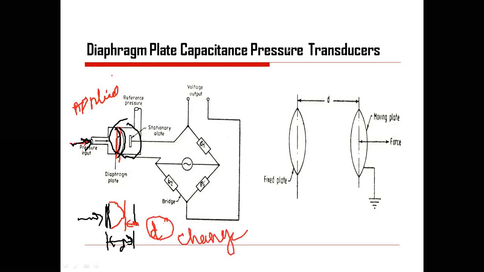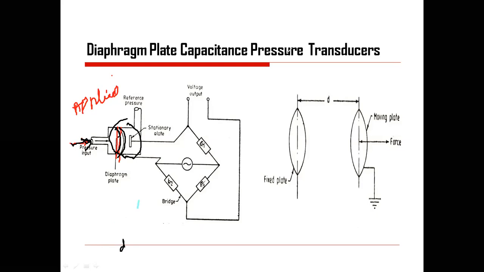Distance has been changed. Now, when distance changes, as per the definition, capacitance is a function of d, A and epsilon. So, when my distance is going to change, automatically the capacitance is going to change. Over here, we are going to get the variation in the capacitance due to this change in the displacement.